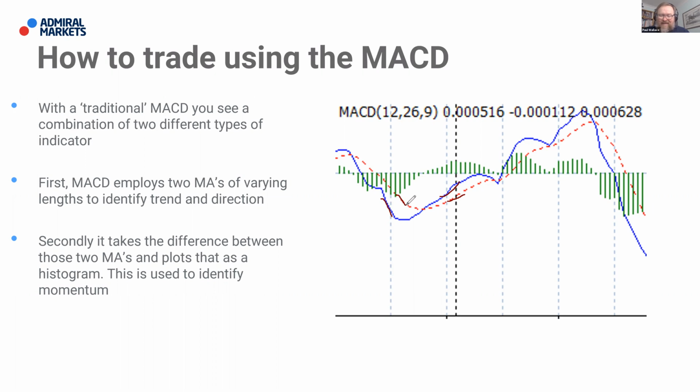Secondly, it takes the difference between those two moving averages and plots that as a histogram, and this can be used to identify momentum. So it takes the difference between our two moving averages, the actual distance between them, and then it will plot that as the histogram. That's what you'll be seeing on your chart. So when you look at a MACD, that's what it's actually made up of.